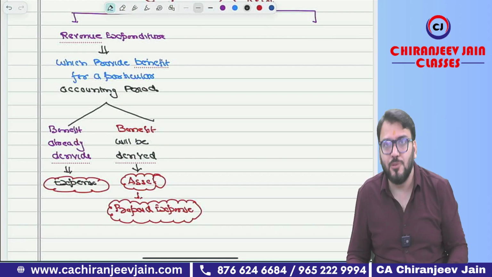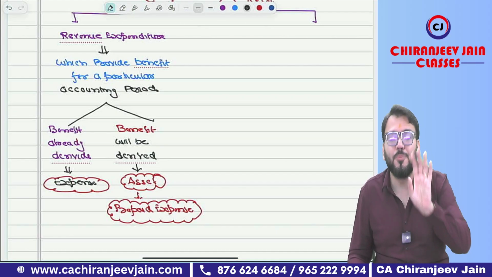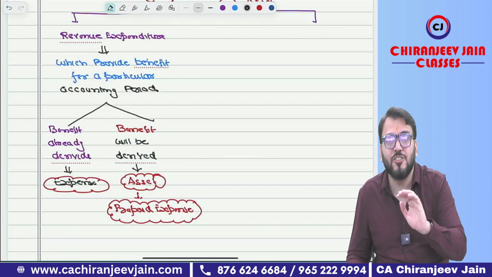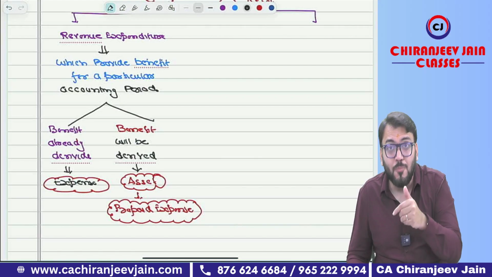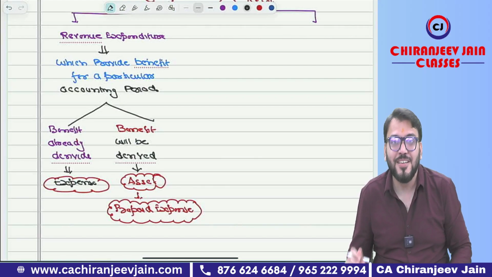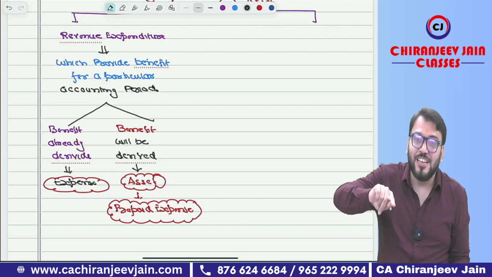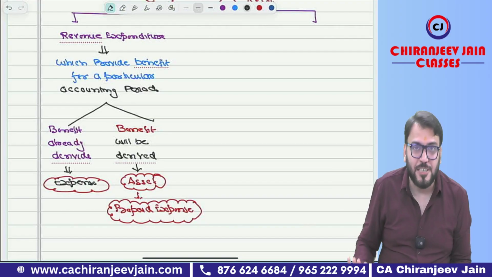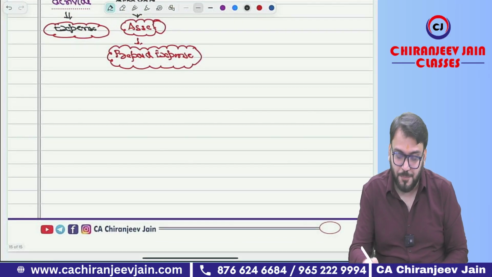I know what definition you will give, so I am repeating on your behalf. You are saying capital expenditures are those expenditures which will give benefit for more than one accounting period. Yes or no? Means any expenditure which will give benefit for more than one accounting period is capital expenditure. Let me ask you one example.